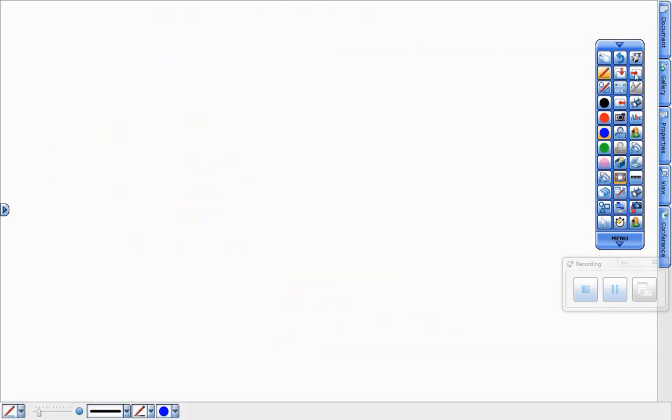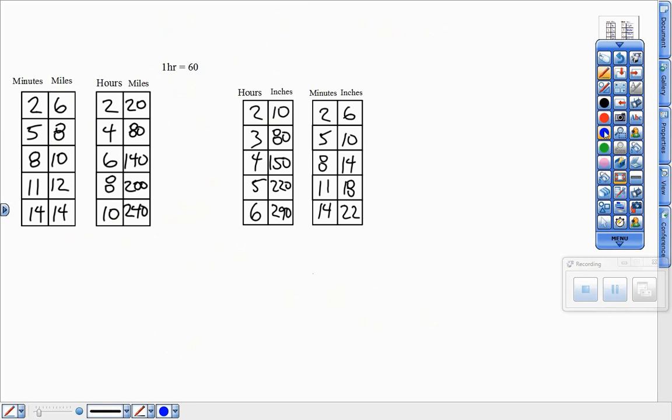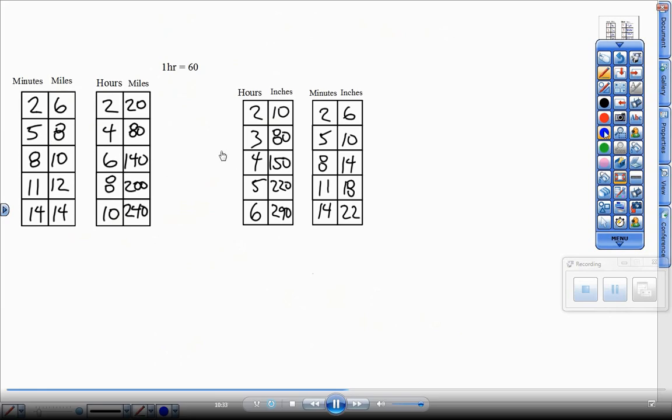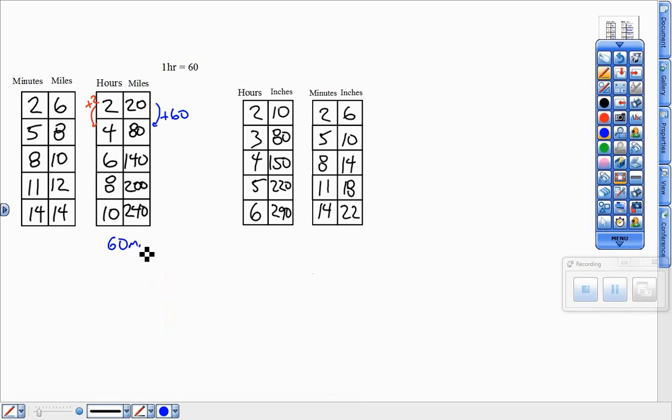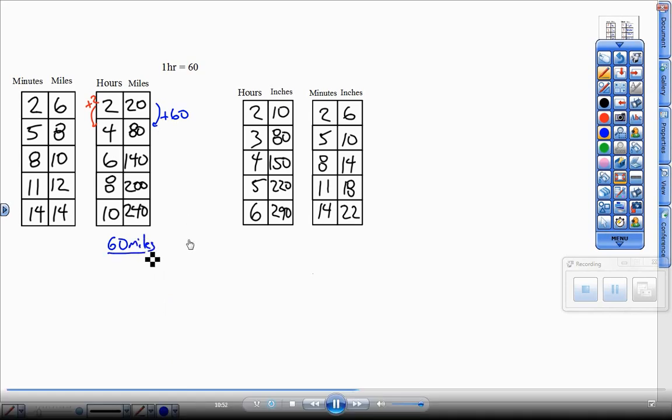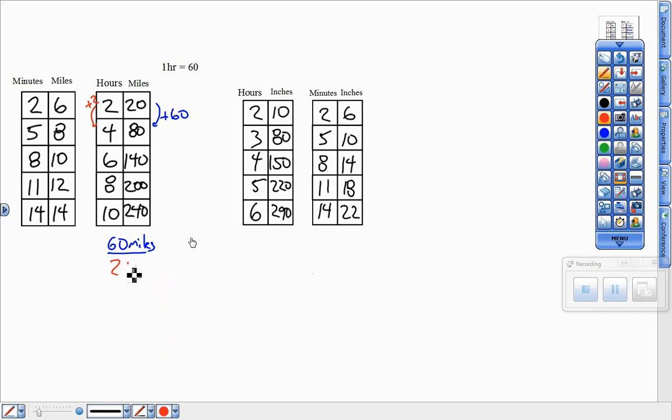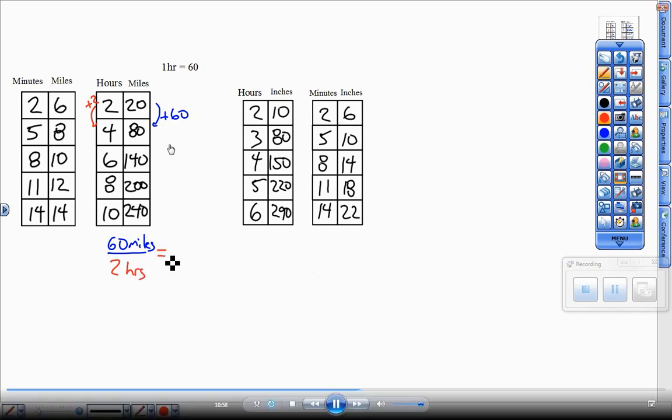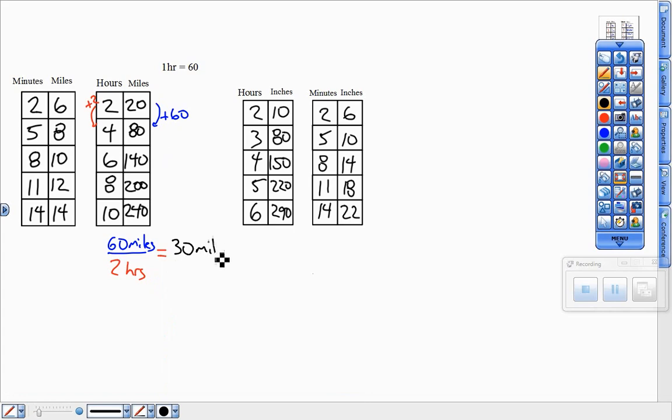All right, almost done. For this one, going up by 60 right here, going up by 2 on the side, but be careful, these are different units, so I'm going to have to do a conversion. So this slope is 60 miles for every 2 hours. If I reduce that down, that gives me 30 miles for every 1 hour.